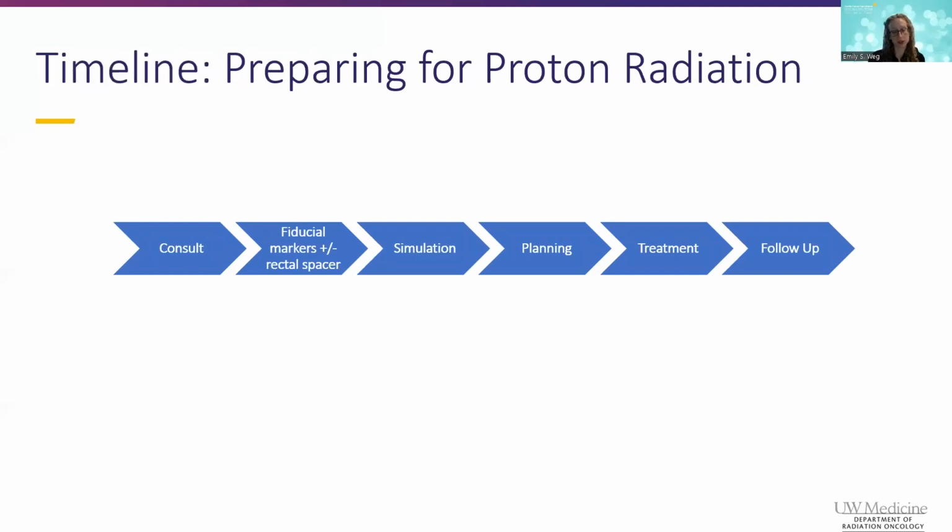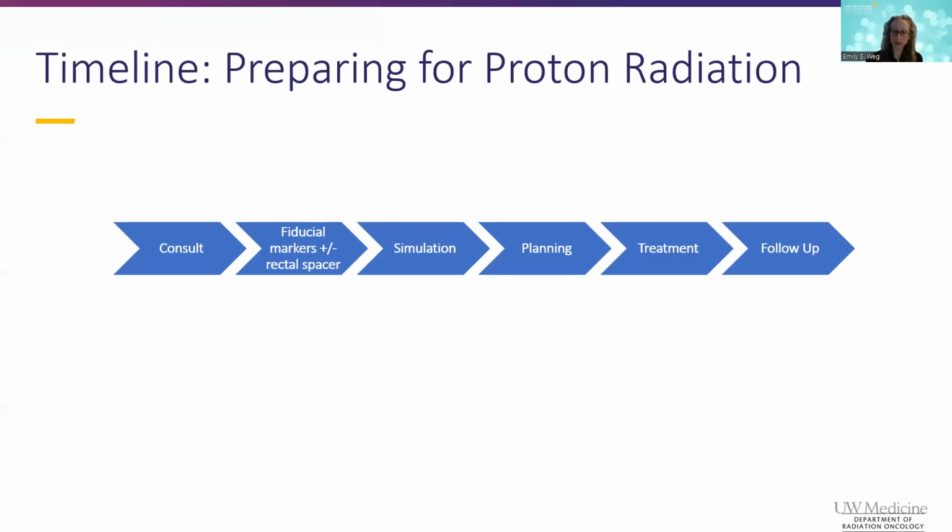And then if the physician and the patient together decide that they want to proceed with proton therapy for prostate cancer, the next step would be to schedule an appointment to have, it's a brief procedure, fiducial markers and potentially also a rectal spacer injected. And we will walk through what exactly that means in just a moment. After that brief procedure, about a week or two later, typically the patient would come back for the simulation, which I'll also walk through shortly. That's the radiation planning session. The physician then works on planning that patient's radiation plan.